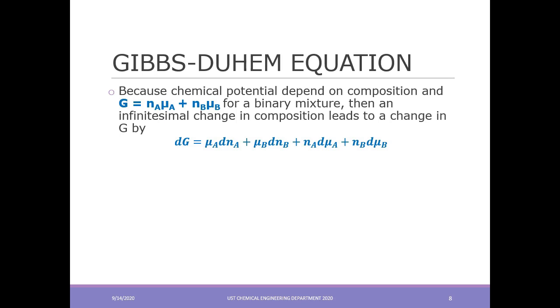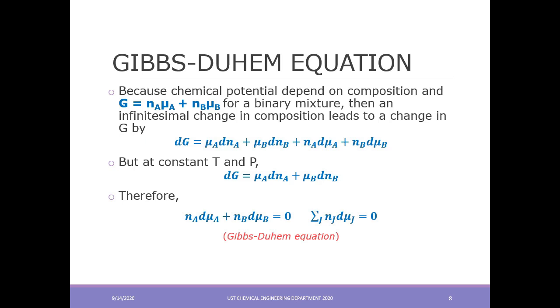However, we have previously established that at constant temperature and pressure, dG becomes mu A dNA plus mu B dNB. Therefore, if we combine these two equations, we get NA d mu A plus NB d mu B is equal to 0. Or in a much more general expression, the summation of Nj d mu j is equal to 0. And this expression is called the Gibbs-Duhem equation.